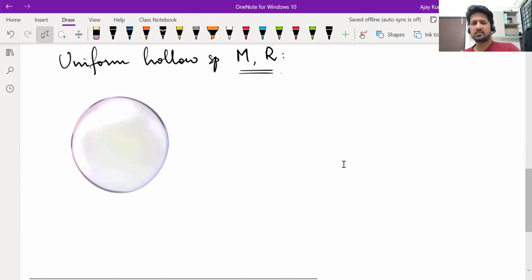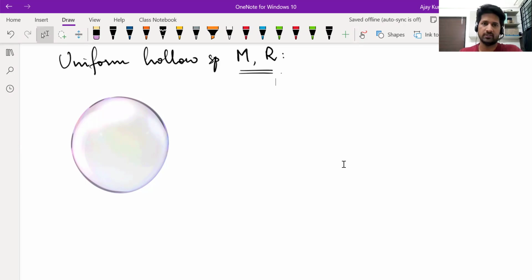See, why we put so much emphasis on spheres is because ultimately we want to apply these concepts of gravitation to planets. Planets are spherical in shape, but they are not hollow spheres, they are solid spheres. Almost spherical in shape and they are solid spheres. But a solid sphere is a collection of hollow spheres. So you should know the behavior of hollow spheres and solid spheres as well.